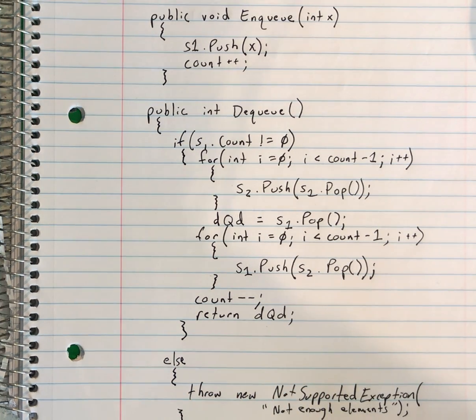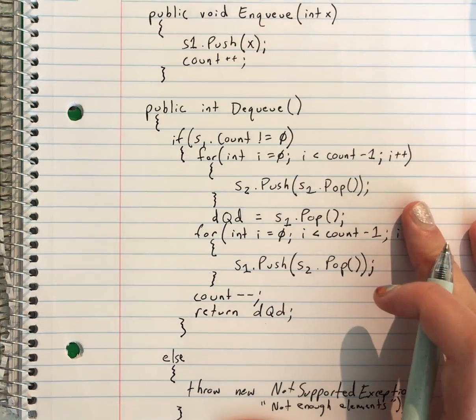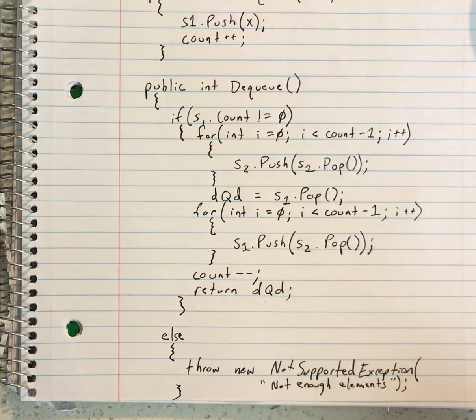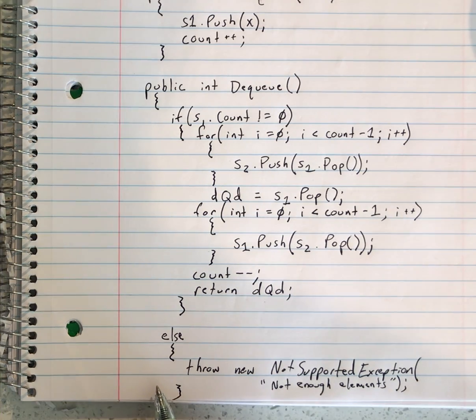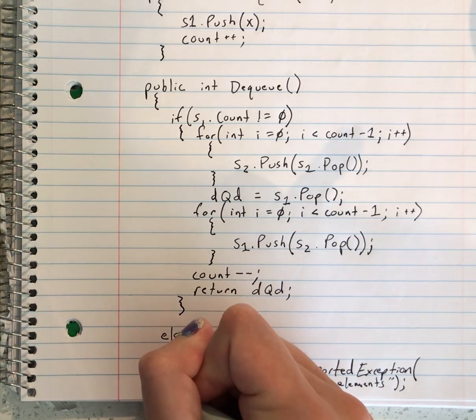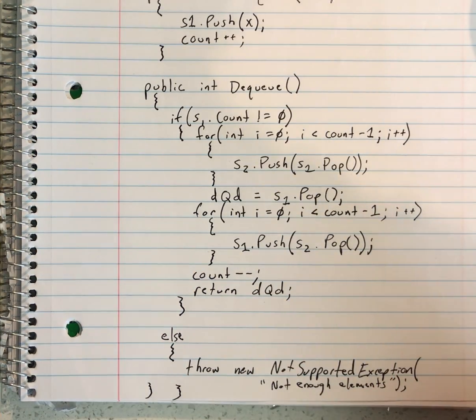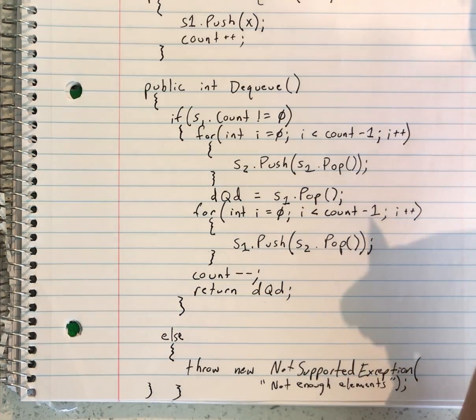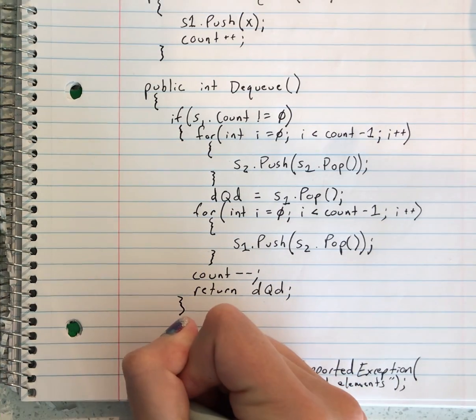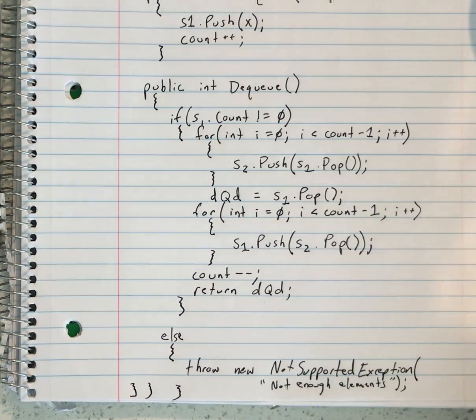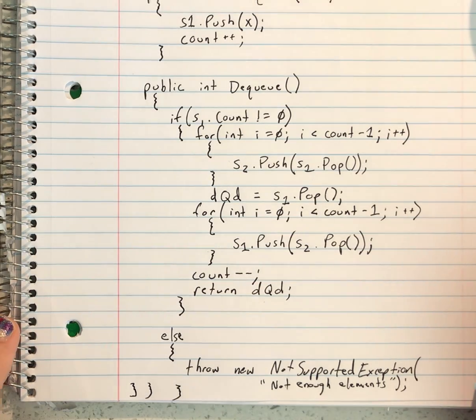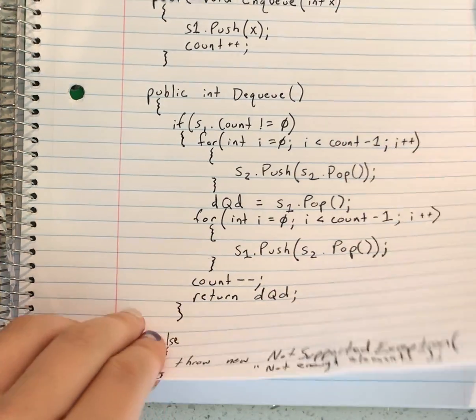Bracket off that else statement, and I ran out of space on the paper. Push this up, but we have 2 more brackets that we need to throw in here. One for dequeue. I'm just gonna put them on the same line, even though they would be on subsequent lines, and one for the class. Awesome. So that is our class.